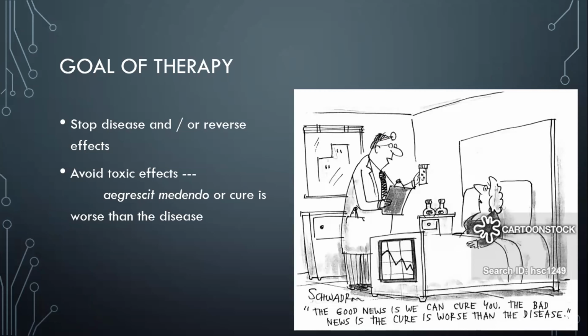So basically the goal, as we mostly all know, if you want to develop a therapy, is to stop disease or reverse its effects and avoid toxicity. So avoid having the cure being worse than the disease. And oftentimes in oncology, this is a very fine line where you're not sure if the cure is not worse than the disease.